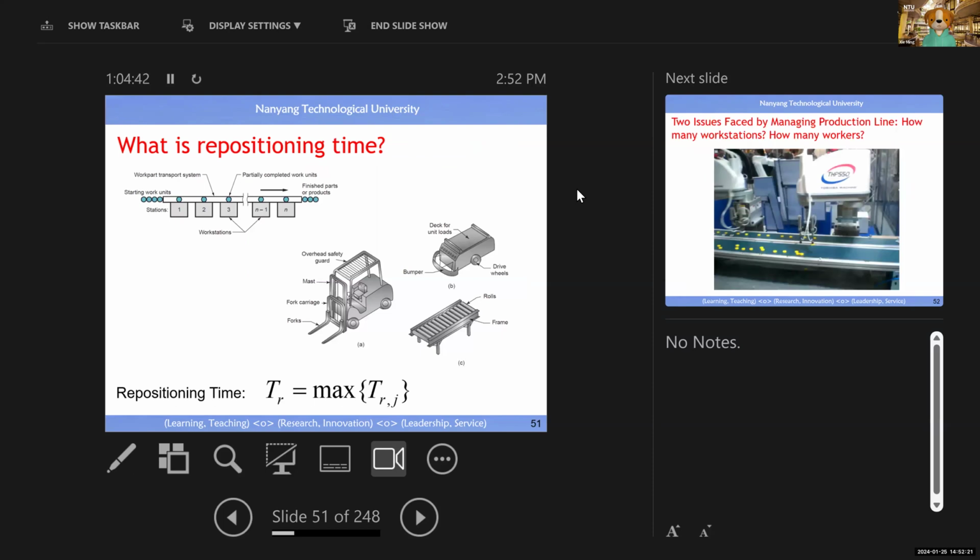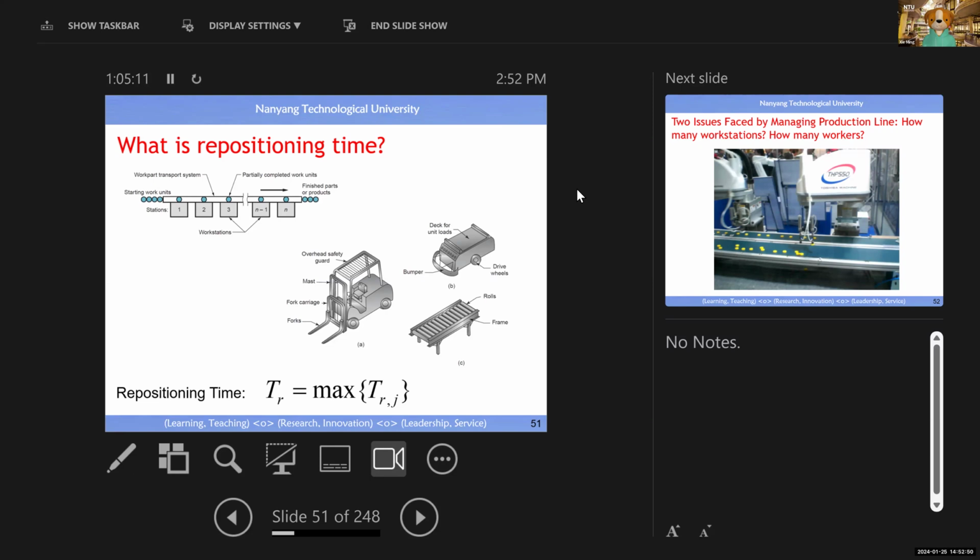Then repositioning time, this is the standard terminology used in manufacturing. It means the time spent for a workstation to take in the input. For example, the output from station 1 becomes the input of station 2. But it takes time for the output from station 1 to reach the input of station 2. All these are counted as repositioning time, right?